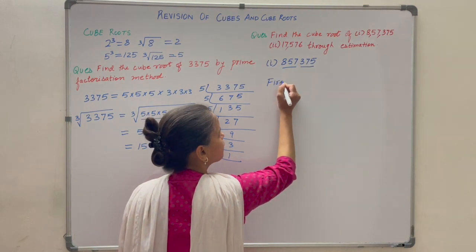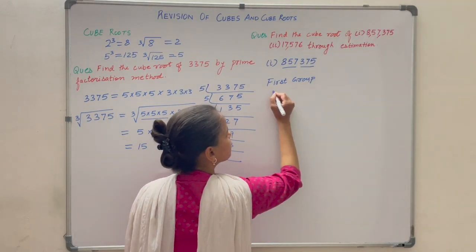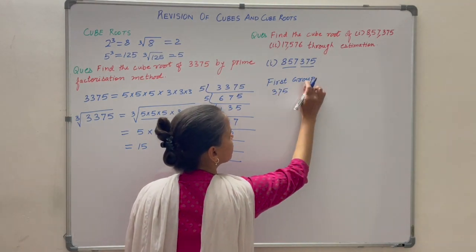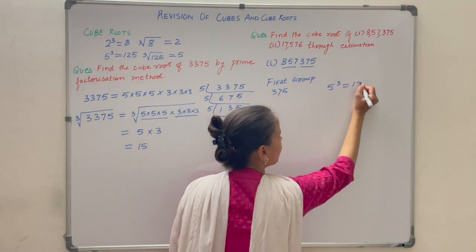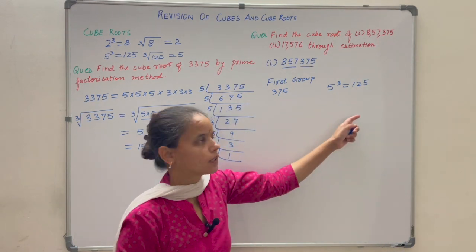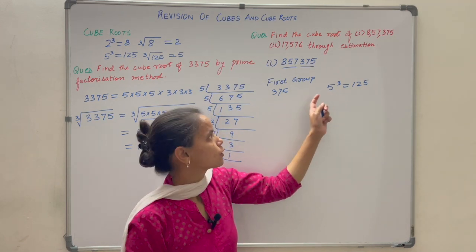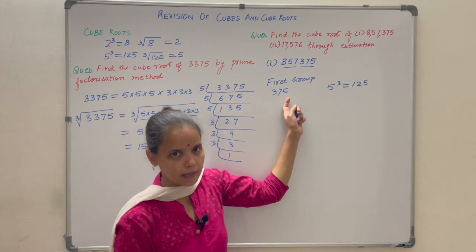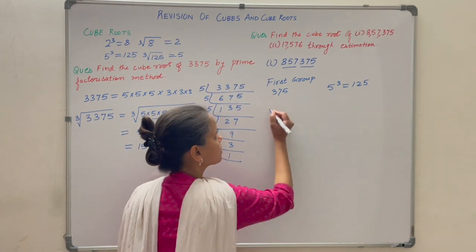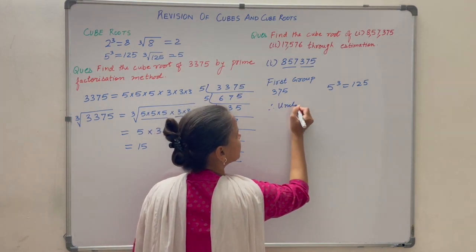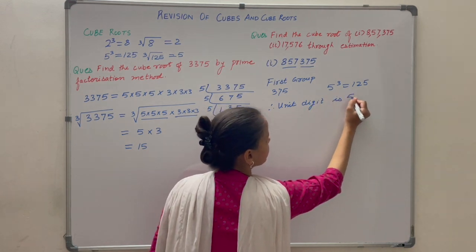So let us take the first group. What is the number in the first group? We have 375. That is the number in the first group. And you know that 5 cube is 125. So here the cube number ends with 5, and the unit place of the cube root is 5. Similarly here you can see the cube number ends with 5, so the cube root also ends with 5. Therefore the unit digit of the cube root number is 5.